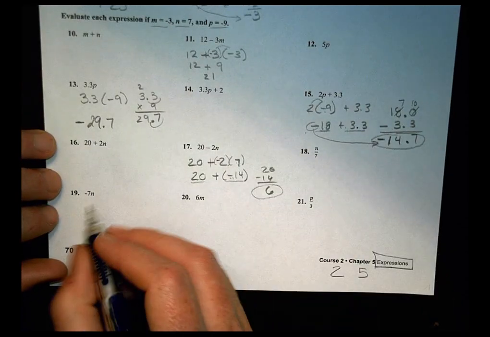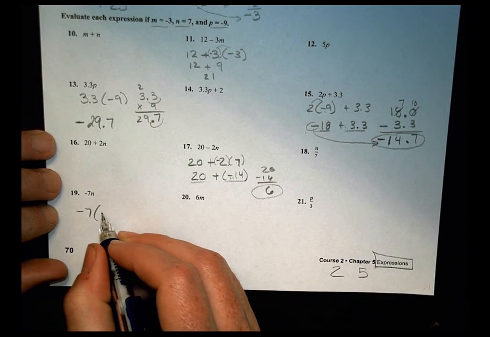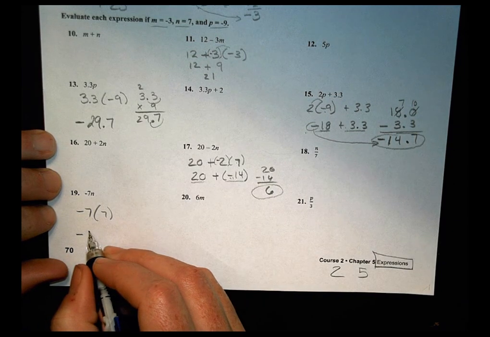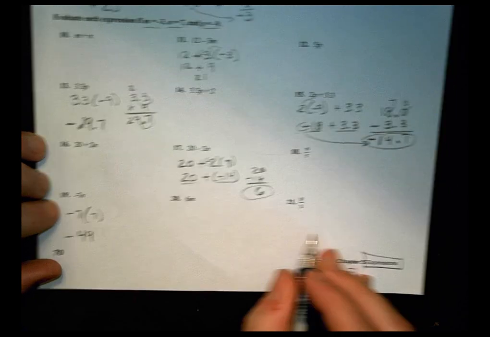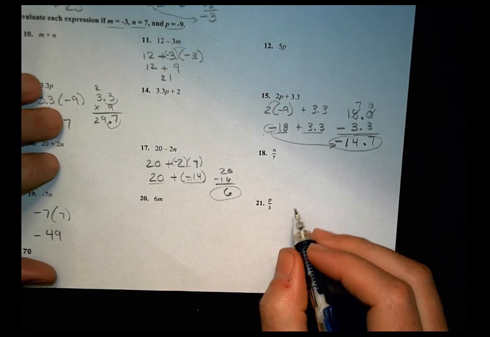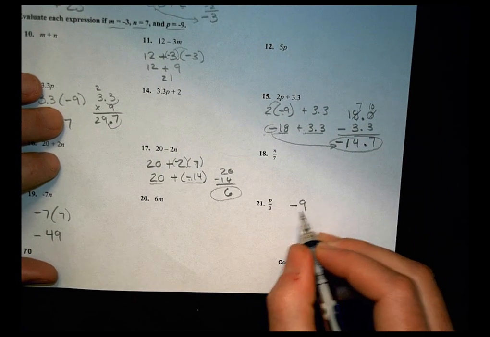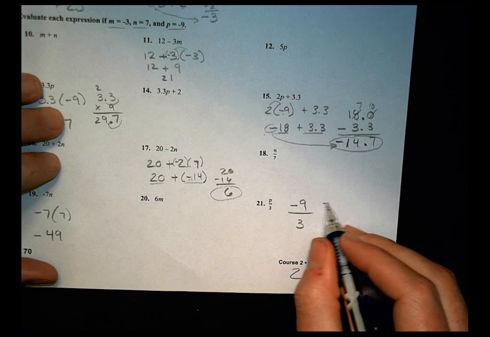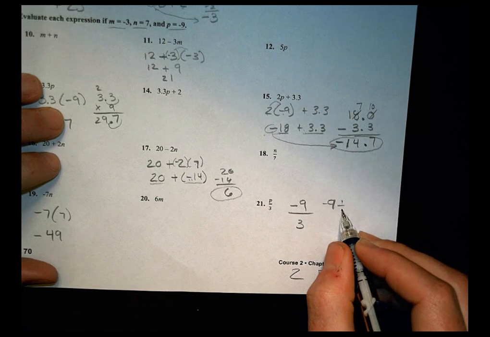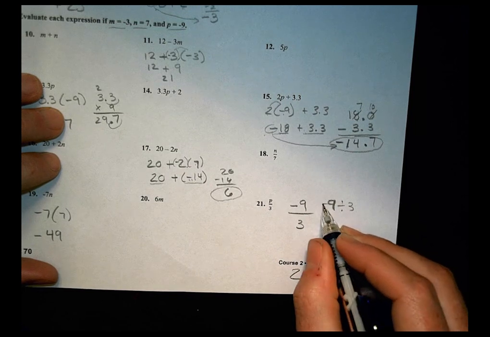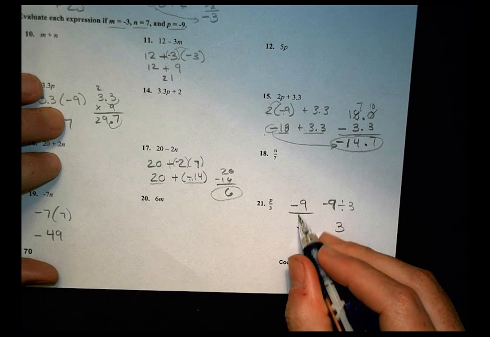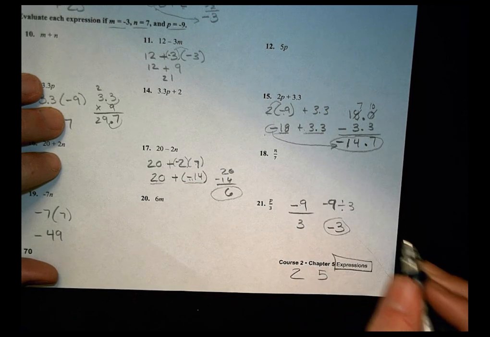Number 19, we have negative 7 times n, and n is positive 7. Negative times a positive is a negative. 7 times 7 is 49. And for 21, we have p over 3, so we do negative 9 over 3. And we can think of this as negative 9 divided by 3, if you wanted to. Well, 9 divided by 3 is 3, but a negative divided by a positive is still a negative.